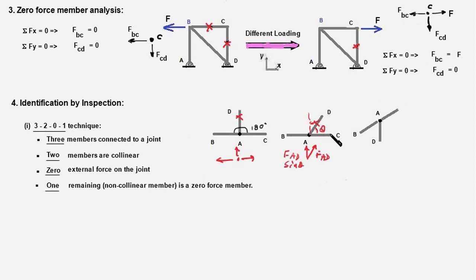The collinear members need not be horizontal, they could be at an angle with the horizontal, and in this situation also the force in the member AD would be 0. So in all these 3 cases there are 3 members involved, out of which 2 are collinear. There is no external force acting on the joint, and when these 3 conditions are satisfied, the third member, which is a non-collinear member, will always be a zero force member. Right?